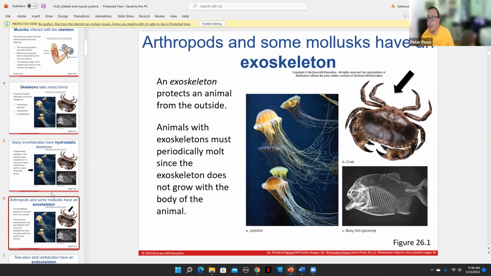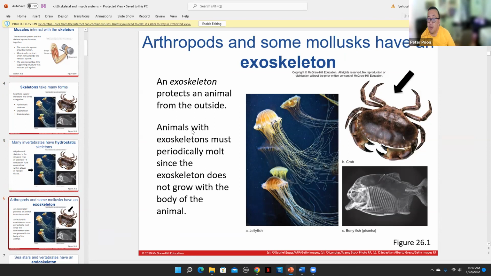An exoskeleton protects the animal from the outside. So this is an exoskeleton. The exoskeleton is actually really a good thing. Not only does it provide a hard surface for muscles to contract against, it also provides a lot of protection. The crab is better protected than you are, right?